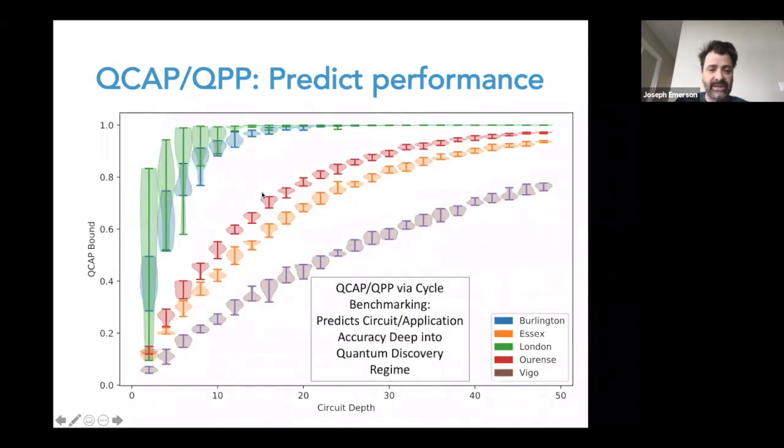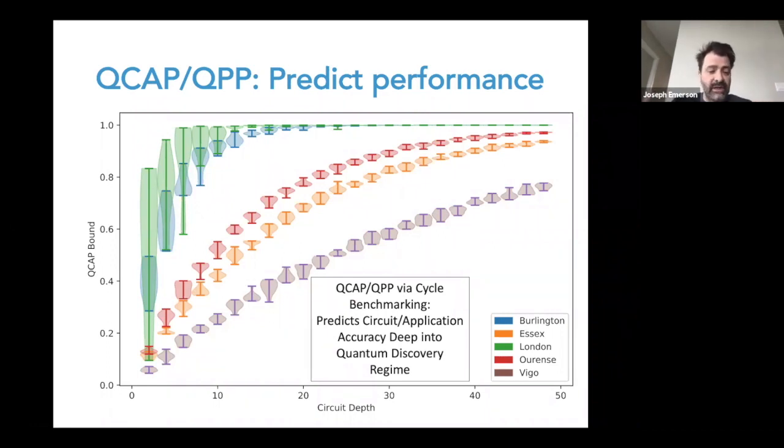Here what we're doing is assessing these different chips against each other. We're showing a bound on the guarantee that the application produces the correct solution. We can bound the probability of getting the right bit string out from these diagnostics as circuit depth increases. And here you see that Vigo is the clear winner in terms of the best guarantees of getting the right solution via applying all of our tools.